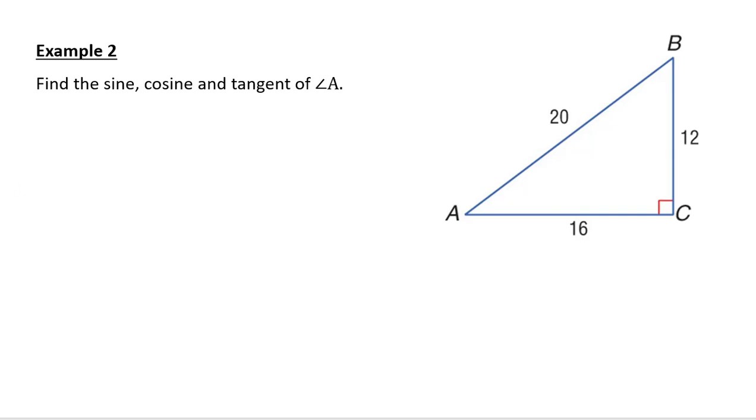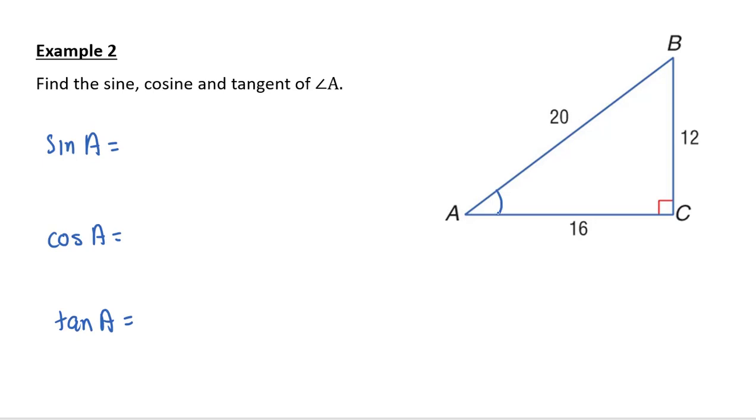Okay, find the sine, cosine, and tangent of angle A. So I actually want you to stop the video now and try and do this one on your own. And then I'm going to do it and then restart the video and see if you got the right answer. So sine of angle A. And again, remember that's pronounced sine, not sin. Cosine of angle A. And the tangent of angle A.